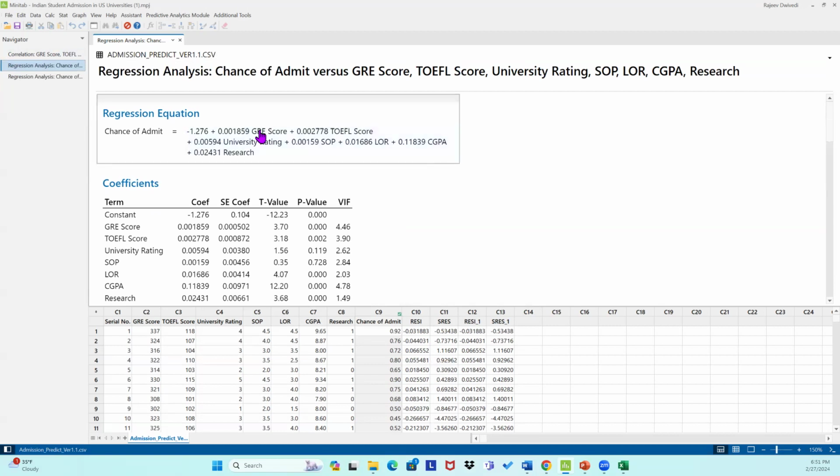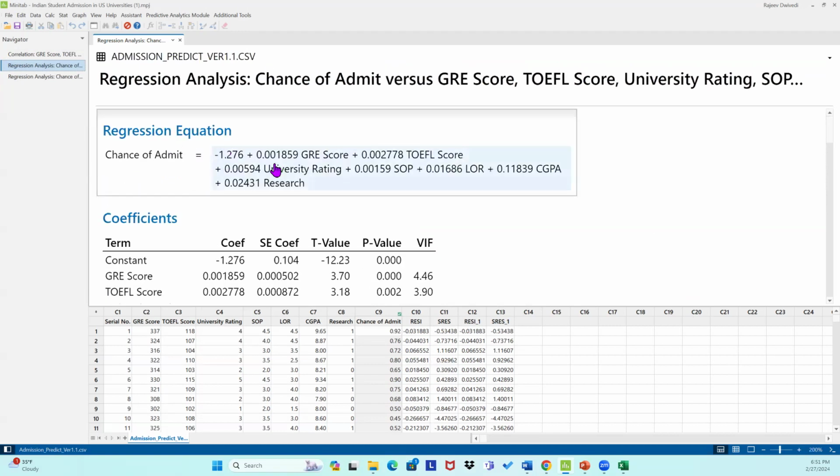So this is our result. This is the model. Look into this: this is the intercept, this is the slope for GRE, this is the slope for TOEFL, and this is the complete equation that we got.